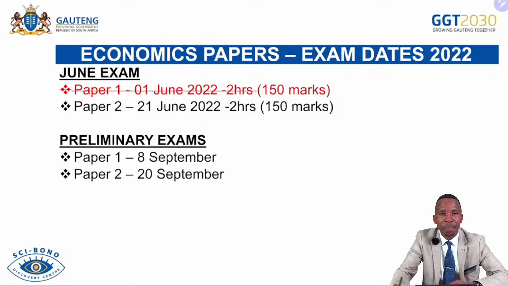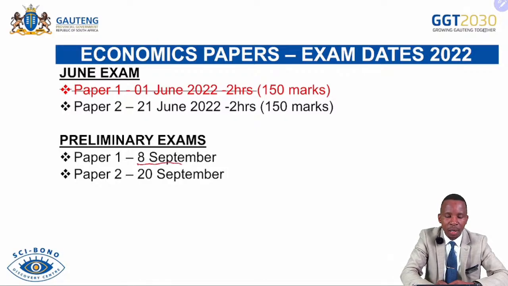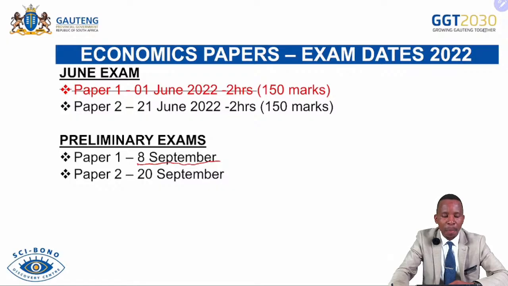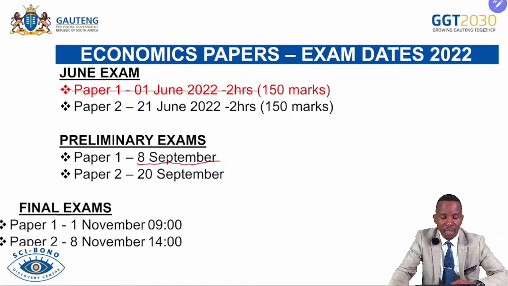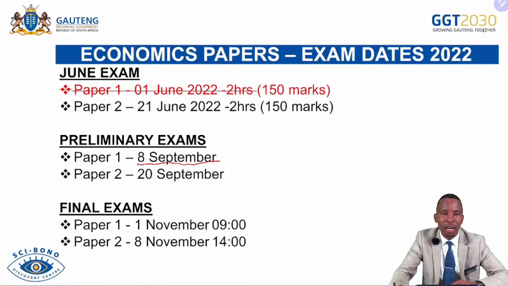And then the prelim examination dates are already available for economics. Paper 1 will be written on the 8th of September 2022, and paper 2 will be written on the 20th of September 2022. So you need to get yourself prepared because the syllabus will be completed as soon as possible. Then get yourself ready for the upcoming preliminary examination after this June examination that you will be writing. The final examination dates are already available for you.